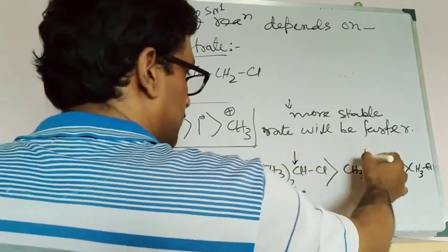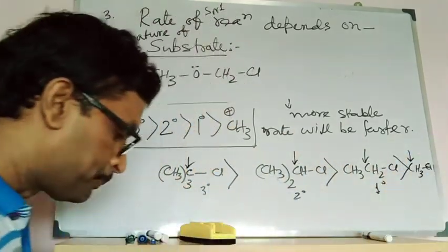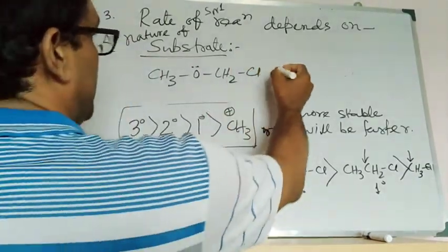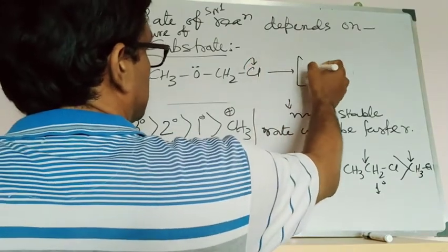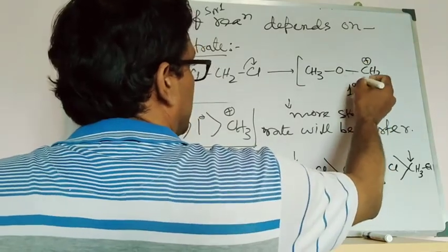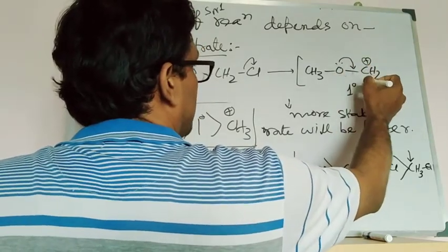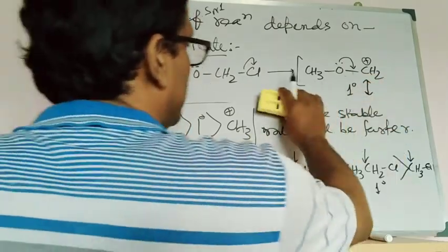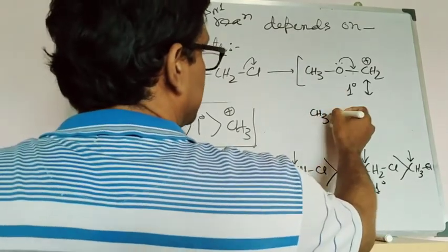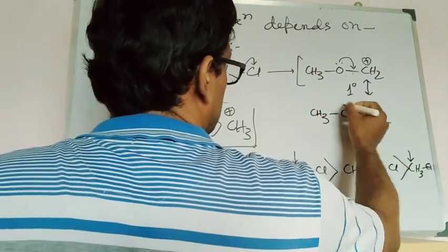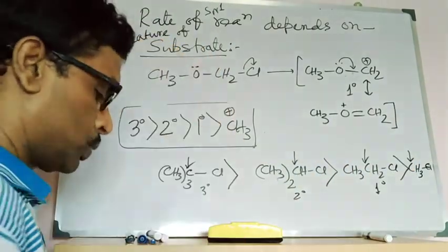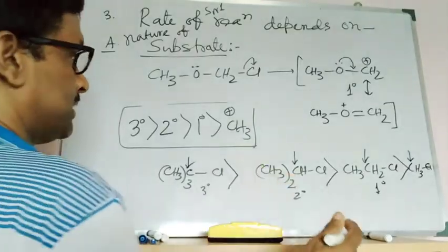Of course, the reactive center is this one, and all are sp3 hybridized. Now, if this reaction is carried out, what will be happening here? First the Cl minus will be eliminated, giving CH3O CH2 plus. Look at this. This is a 1 degree carbocation, but this lone pair can stabilize it through resonance. So we get another structure, CH3O double bond CH2 with the plus charge. Yes or no? That's why such species are also favorable for SN1 reaction.